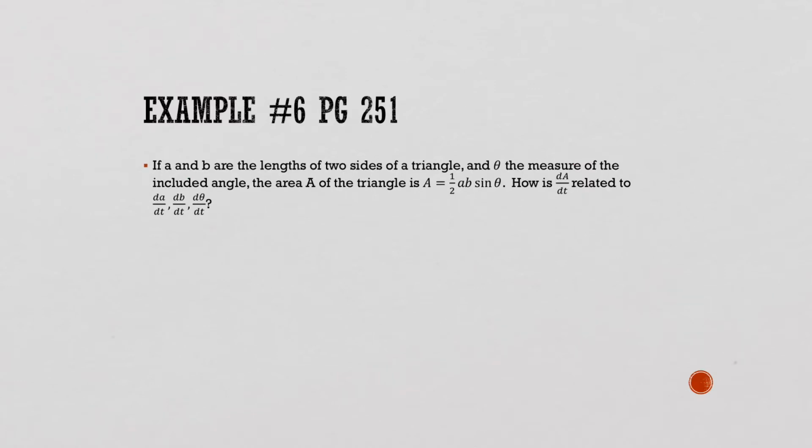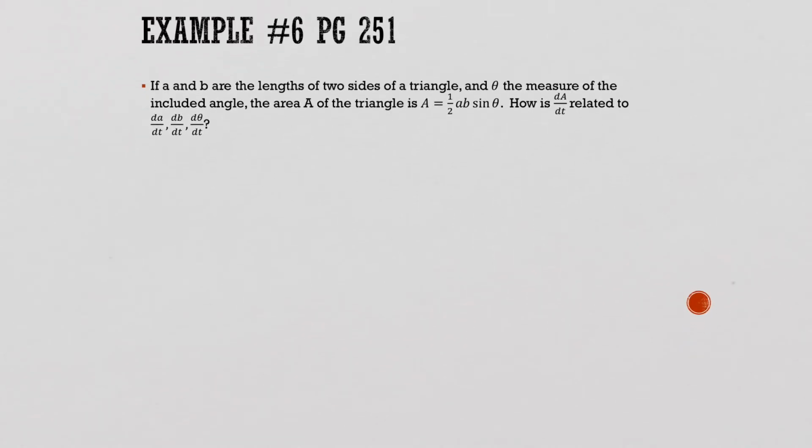Let's look at another example. Example number 6 from page 251. If a and b are the lengths of two sides of a triangle, and theta is the measure of the included angle, the area A of the triangle is A equals 1/2 ab sine theta. How is the derivative of capital A related to the derivative of little a, little b, and little theta? Well, now we're doing some big time implicit differentiation. To do this problem, we essentially have three product rules going on here, because we have a, we have b, and we have the sine of theta.